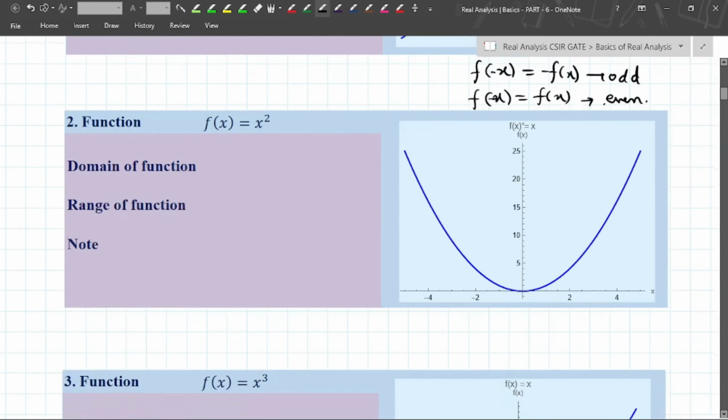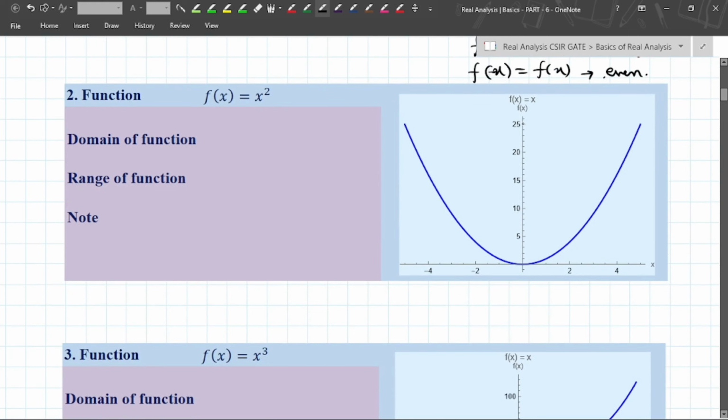Okay, next we have f of x equals x square. This is a parabola. Whenever we take y equals a x square, or any function of x square in which the power is 2, it is obviously a quadratic function. It is a quadratic function here, and the domain is the real numbers. It will take the complete set of real numbers.